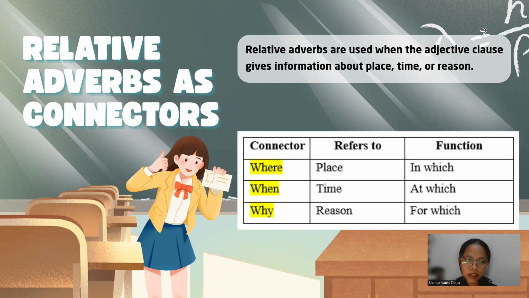Next is relative adjective, a relative adverb as a connector. Relative adverbs are used when the adjective clause gives information about place, time, or reason. Connector "where" refers to place and the function is "in which", and connector "when" refers to time, the function is "at which", and connector "why" refers to reason, the function is "for which". Let's look at it in more detail.